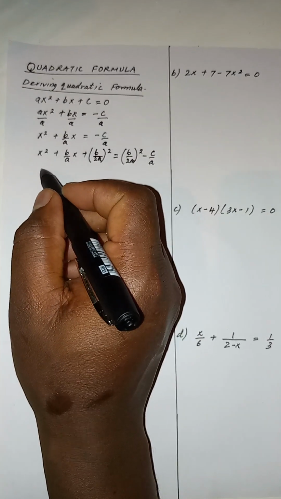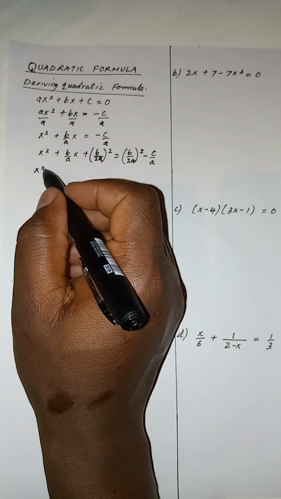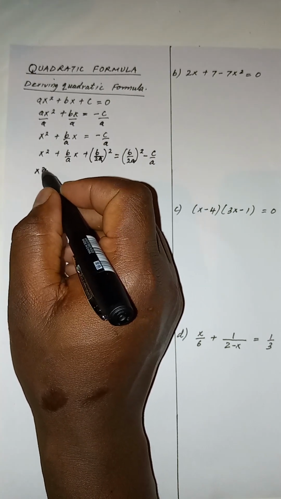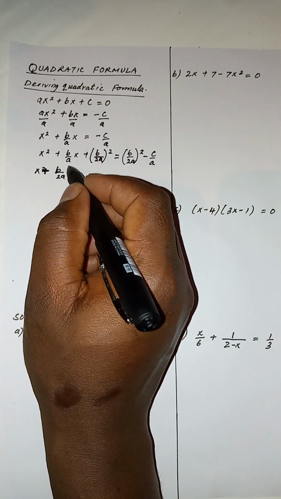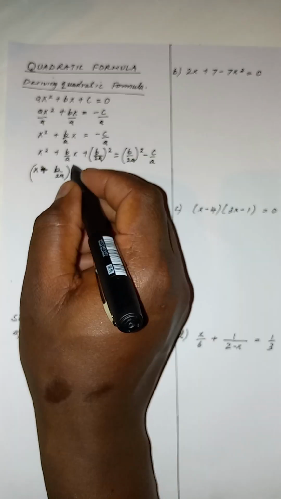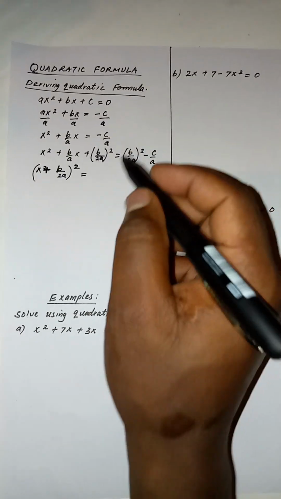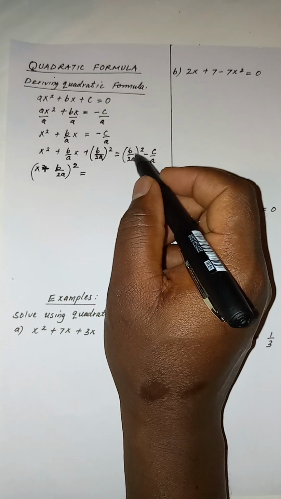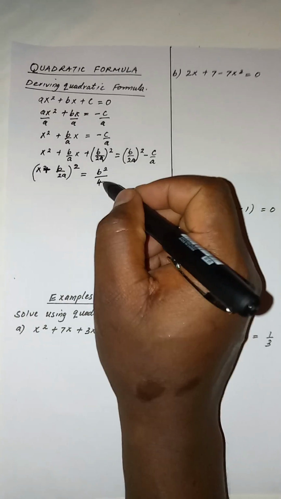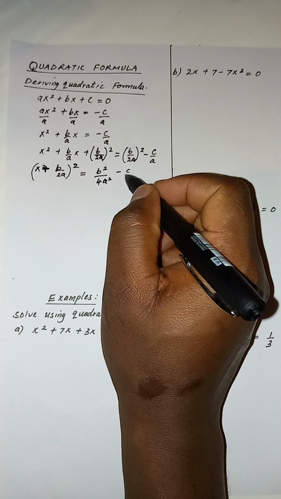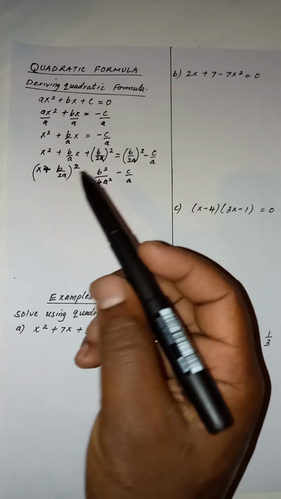So this will give us x plus b all over 2a, all squared, is equal to, since we have eliminated the middle term, b squared all over 2 squared, which is 4, a squared, minus c all over a. So we can find the square root on both sides.